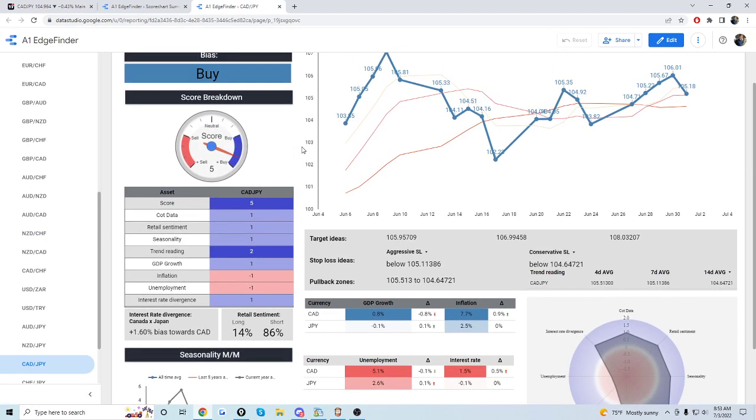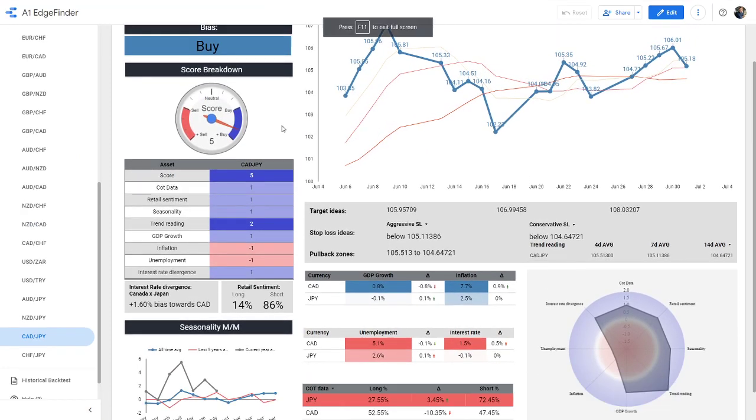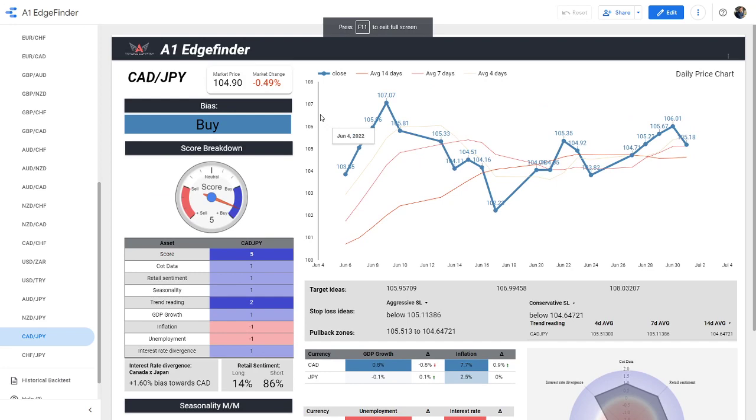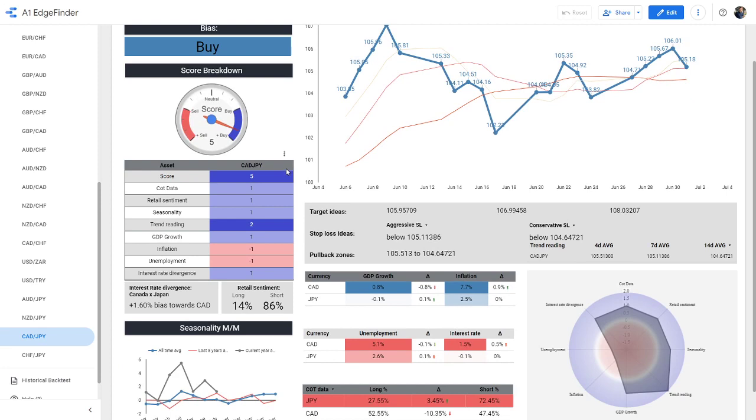Anyways, let's take a look at the Edge Finder. I kind of shot off a bunch of explanations quickly, but let me show you guys a more granular look at the CADJPY. This is one of the strongest buys on the scanner, and I agree with it, and I'm looking for setups myself. So let's go through this. Okay, so CADJPY gets a score of 5. That just means that the summation of all these categories is a 5, which we rank as a buy. COT data tells us that the institutional positionings are strong to the bullish side.